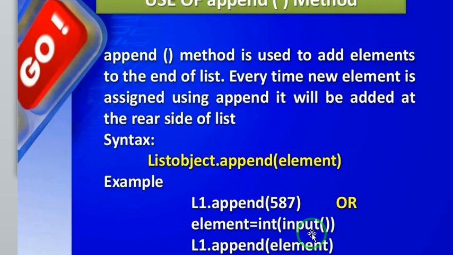Now we can use the append method to add to the list. So let's say we want to add an element to the end of the list. So we use the append method, and it is added to the back side or the end side of the list.